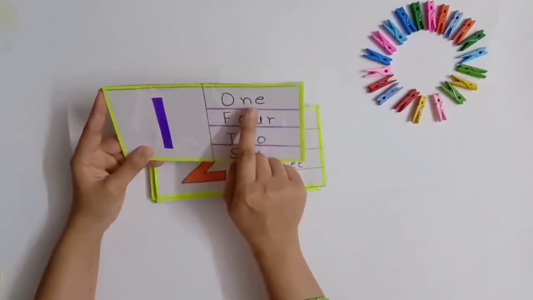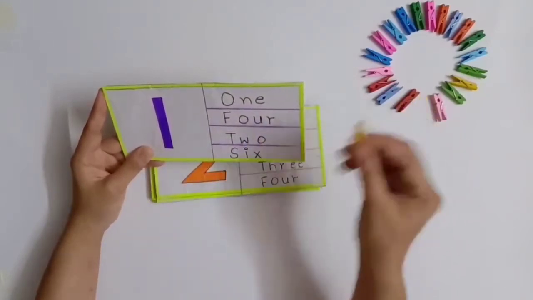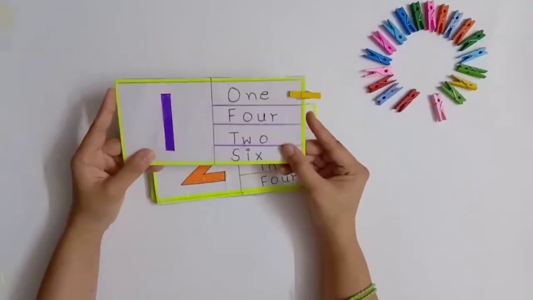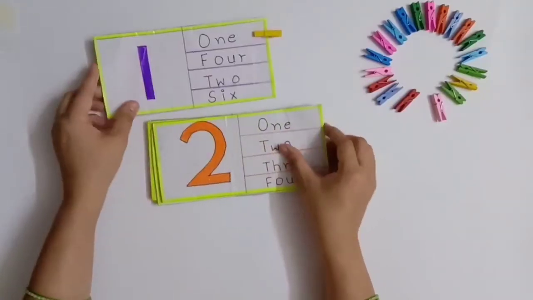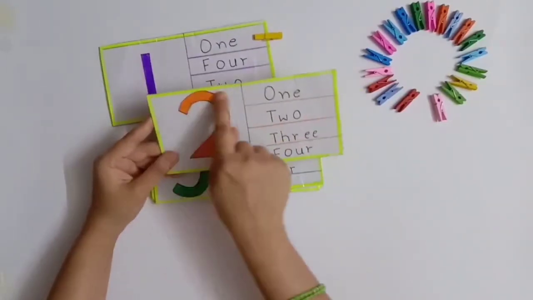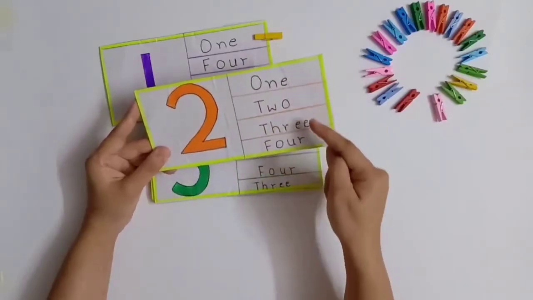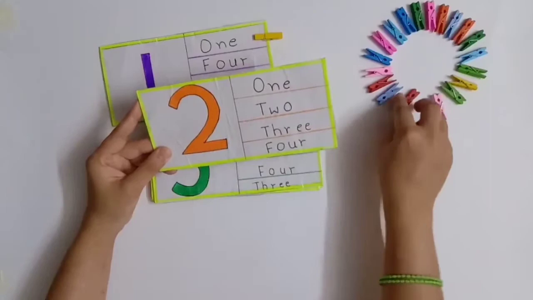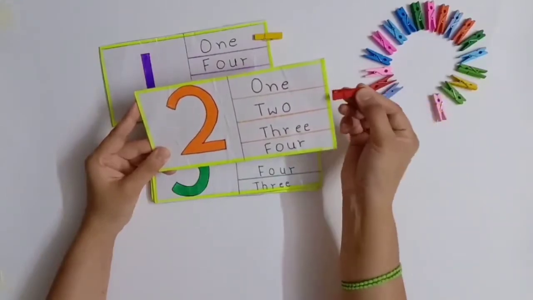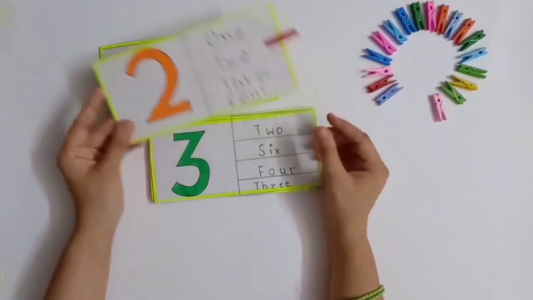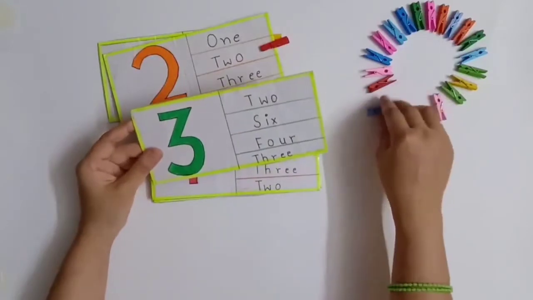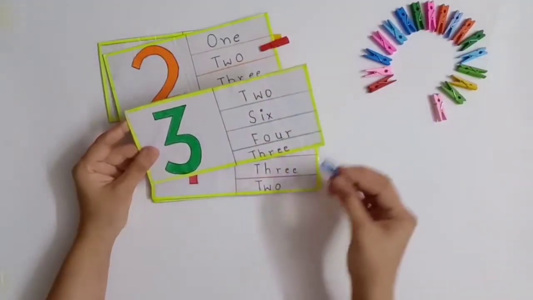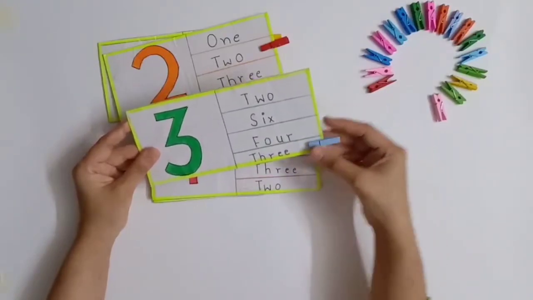So here, O-N-E, 1. The child will take one page and clip it here like this. After that, if I take the next number, 2, the child will first recognize the number and then look at the number name spelling. So if I look here, T-W-O, 2, the child will take another page and clip it here like this. Same goes with number 3. The child will recognize the number first and then clip the page at the correct number name spelling like this.